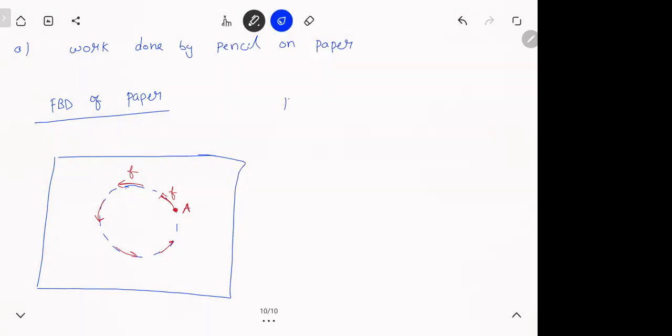So if you observe here, the points on the paper do not move. Even though you're applying friction on the paper, the points are not moving. Therefore, work done is 0. Does it make sense? When you're drawing a circle with a pencil, you're applying force on the paper, but the point where you're applying the force on the paper does not move. The work done by pencil on paper is 0. Put it down.